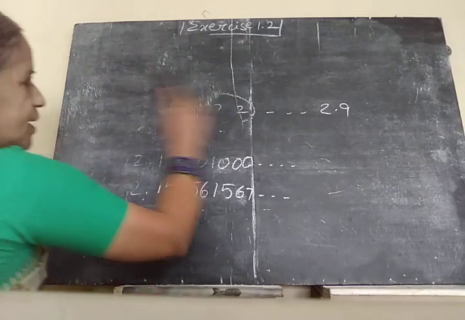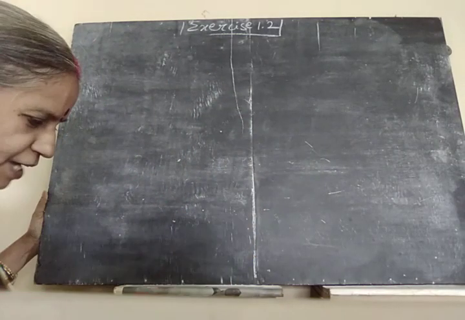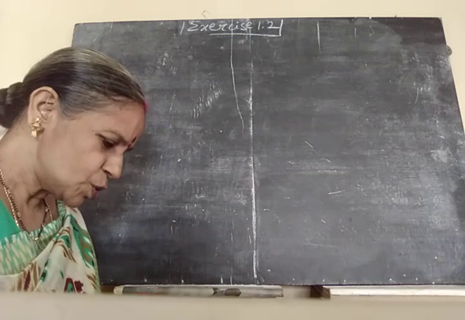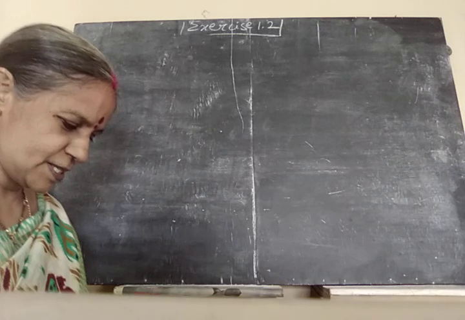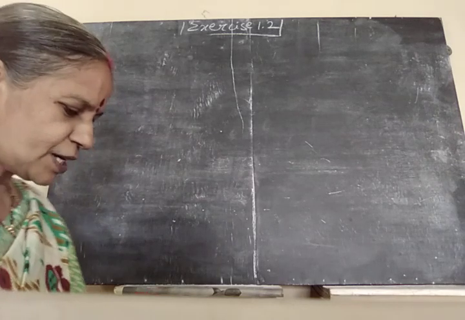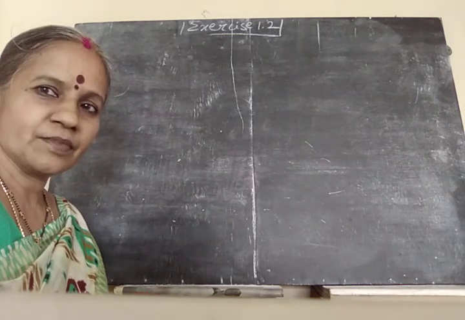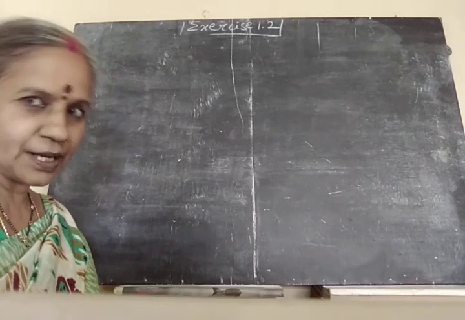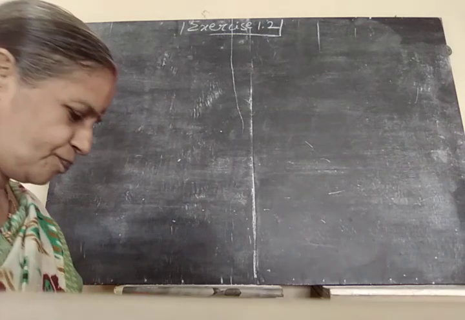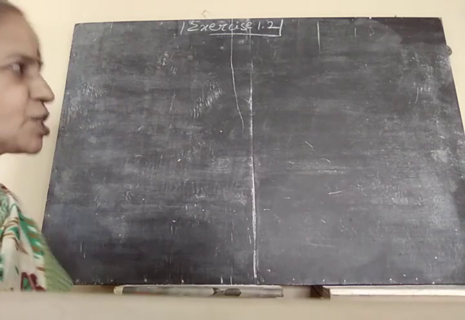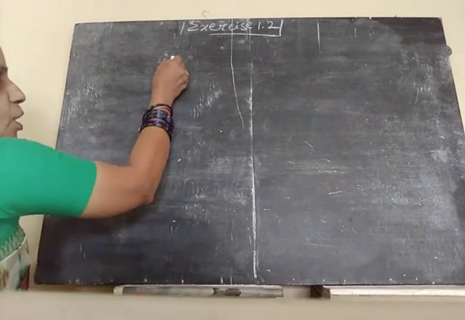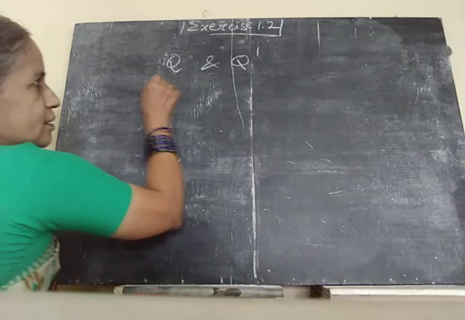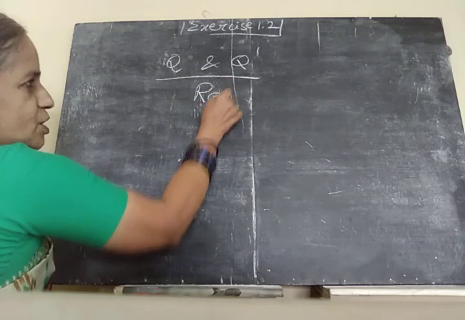Okay, children. Next, see ninth question. State whether the following statements are true or false. Justify your answers. Every irrational number is a real number. True or false? Yes, true. Why? Because the combination of rational numbers and irrational numbers, the set, is called the real number set, isn't it?